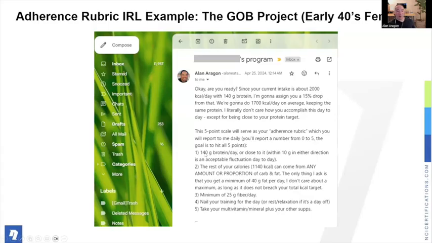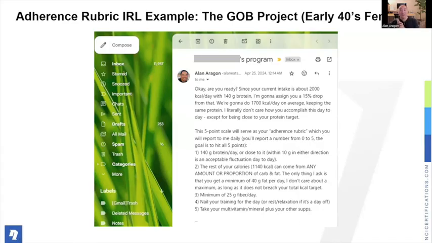and so 140 grams of protein a day, and the remainder of the calories from any proportion of carb and fat that she wanted, but there's just a little stipulation of getting a minimum of 40 grams of fat per day. And the third stipulation was to get a minimum of 25 grams of fiber a day. And then the fourth adherence point would be to nail the training or rest for the day. And then the fifth adherence point would be to take her supplements.